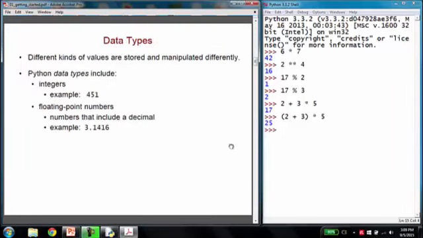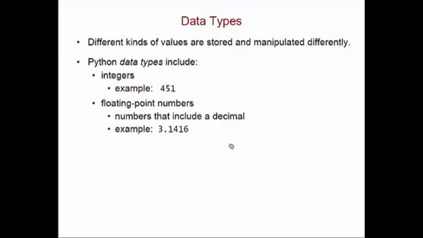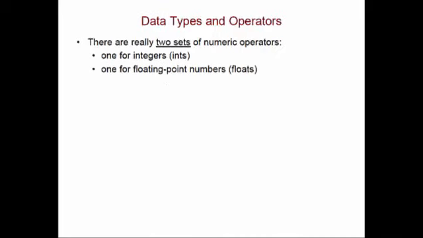Now, it turns out that there are different what are called data types in Python, and this is true in all languages because different kinds of values are stored differently in the computer's memory, and they're also operated on differently. In Python, there are 2 main types for numbers. There's an integer type, and there's a separate type for numbers that include a decimal, and those are called floating point numbers or floats. Now, it turns out that each data type has its own set of operators. So there are really 2 sets of numeric operators, one for integers, or ints, and one for floating point numbers, or floats.